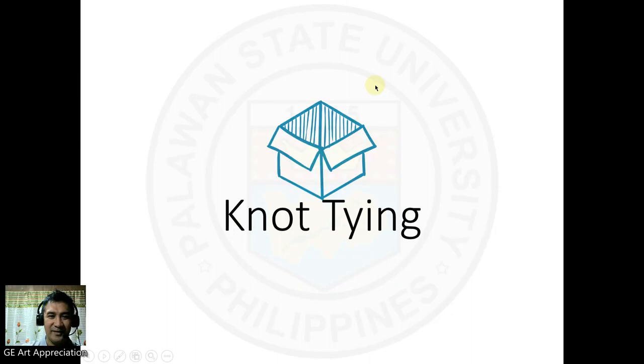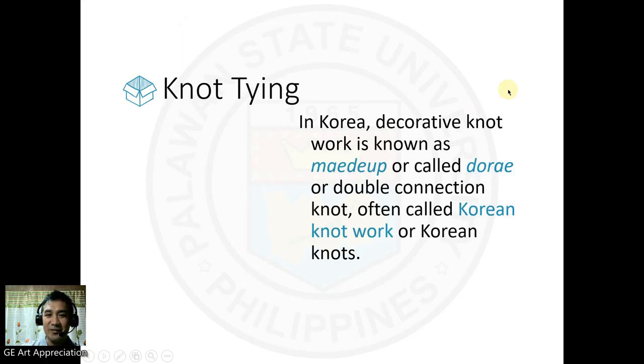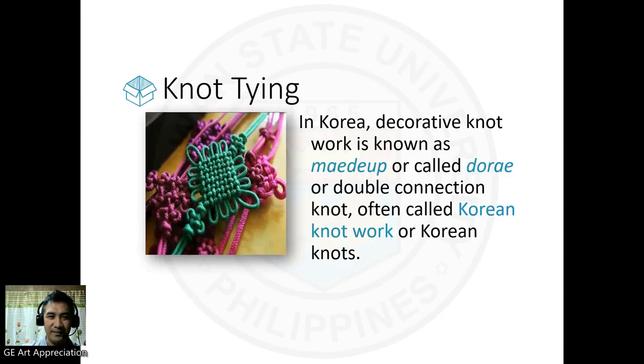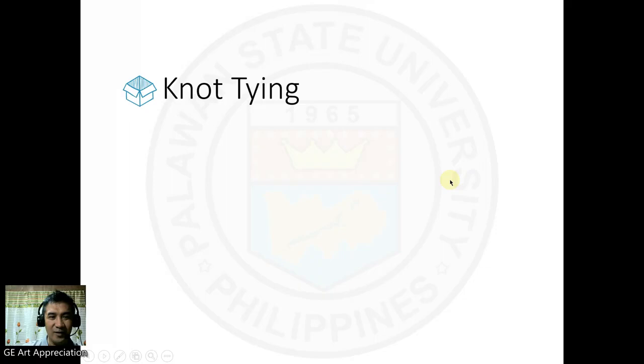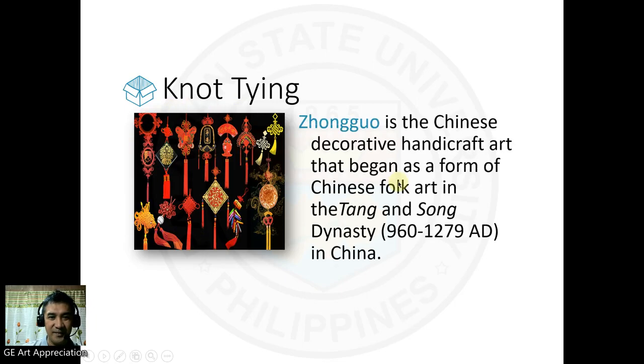All right. We proceed to the knot tying. In Korea, decorative knotwork is known as maedeup, or double connection knot, often called Korean knotwork or Korean knots. Okay. So let's see if there is a difference between Chinese knot tying, okay, and Korean. So they are almost the same. No, they're almost the same. Okay.